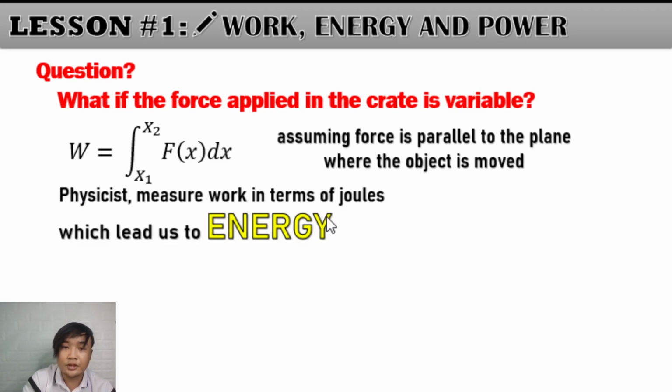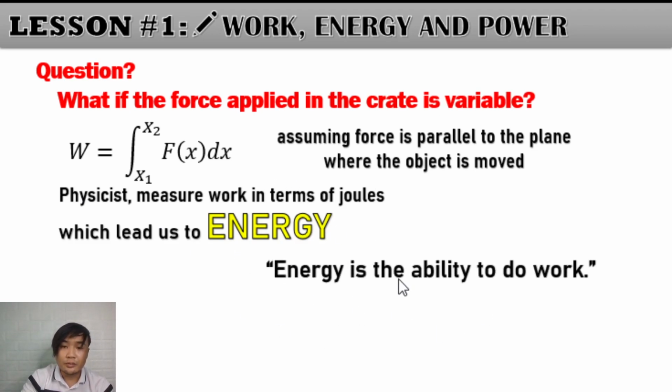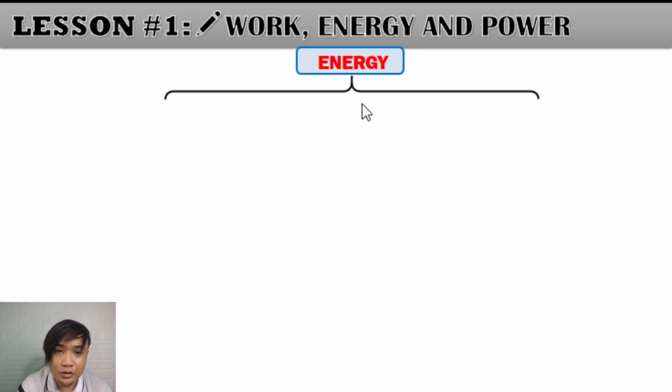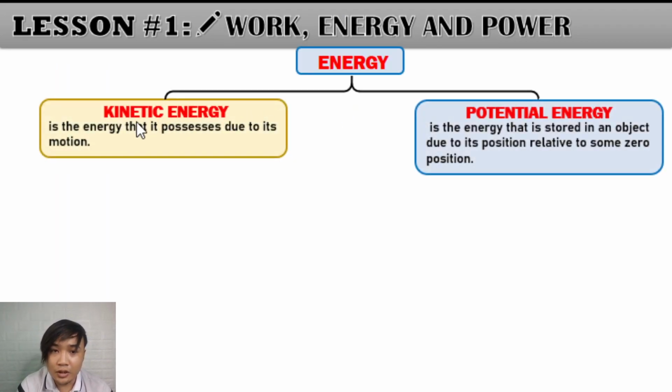So what is energy? Energy is the ability to do work. So if you have no energy, you cannot do work. We have two kinds. Kinetic energy is the energy that an object possesses due to its motion. Potential energy is the energy that is stored in an object due to its position relative to some zero position.